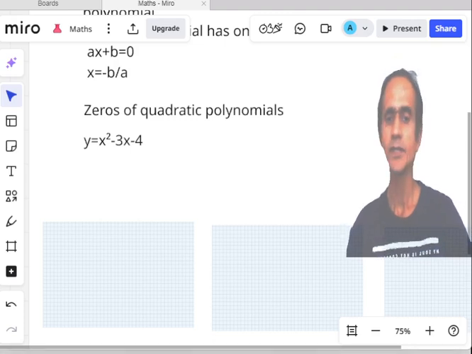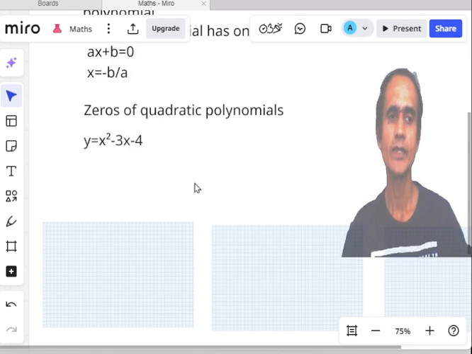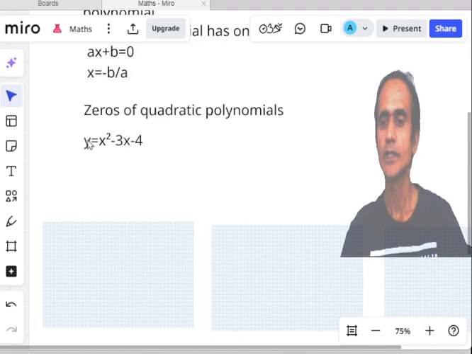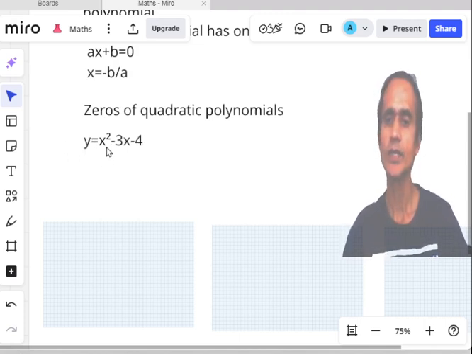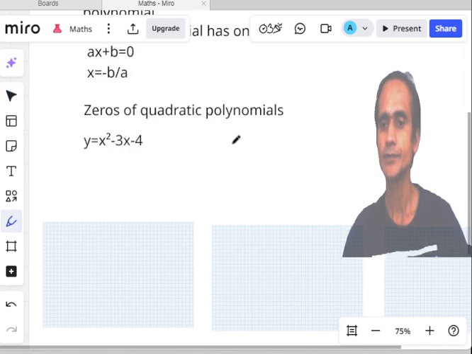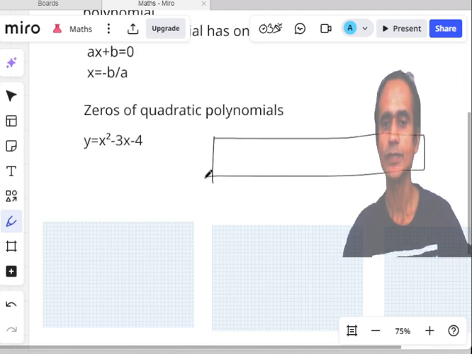So let us take the same example as given in our NCERT book. We take this quadratic equation y is equal to x square minus 3x minus 4, and we'll draw the graph of this equation. So we'll form this table.